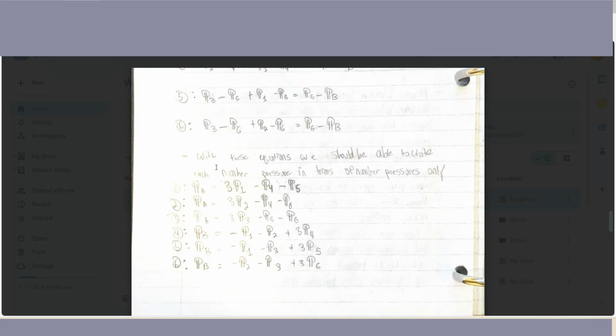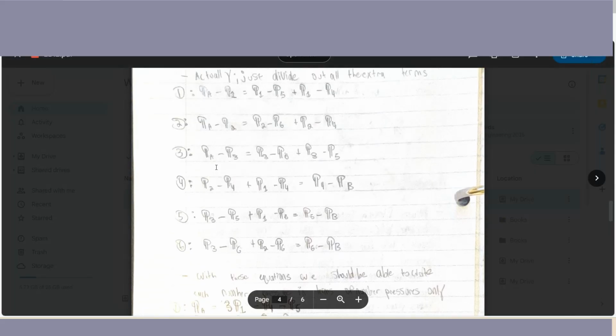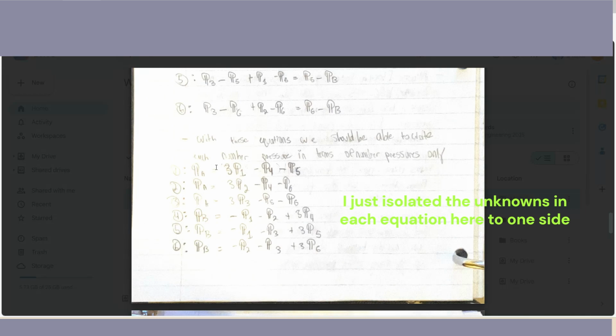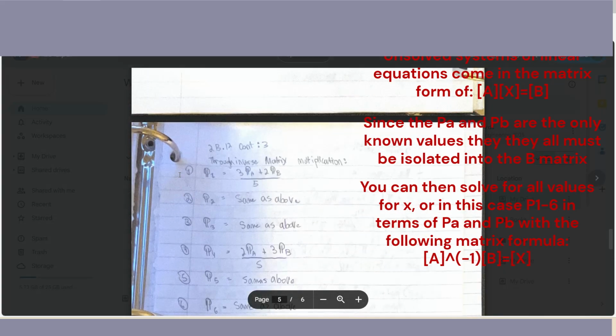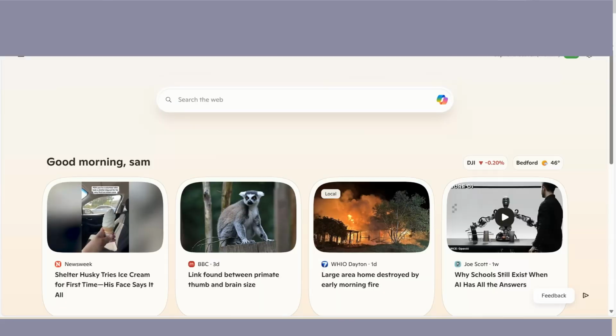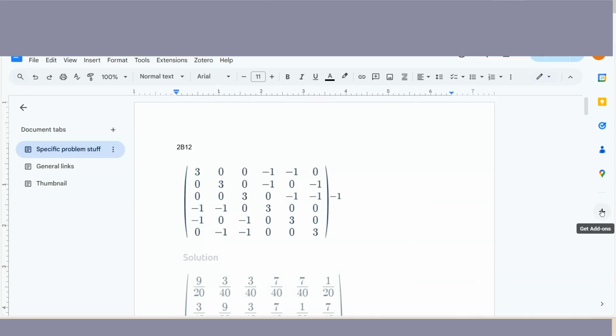So now with these equations, we have 6 equations, 6 unknowns. The 6 equations would be all these equations, and the unknowns would be modified pressure P1 through 6. So we can solve that with a system of equations, basically. Through inverse matrix multiplication, I isolate each unknown, basically. And how I do that is I do inverse matrix multiplication.